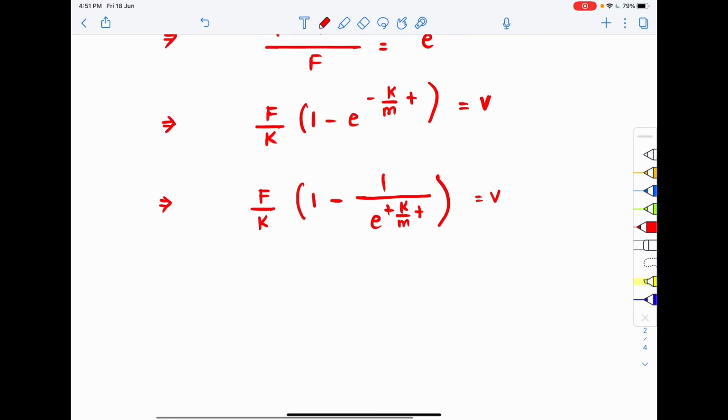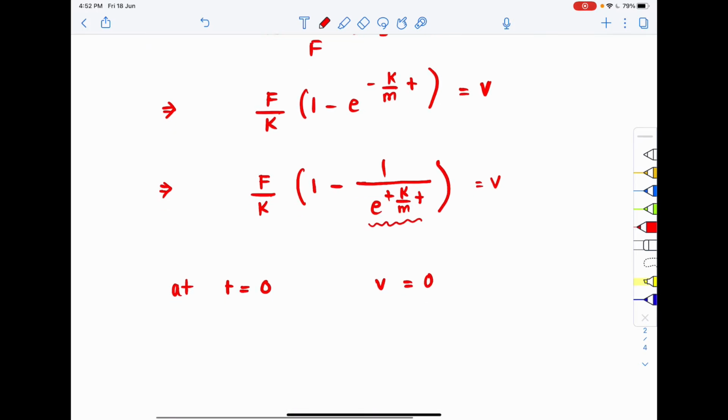So see that at t equal to 0, what is the velocity v? Over here if I just put t equal to 0, this term would be equal to 1, 1 divided by 1 will be 1, so the net term would be 0, right? So at t equal to 0, v equal to 0, which was always justified from the beginning also, okay?